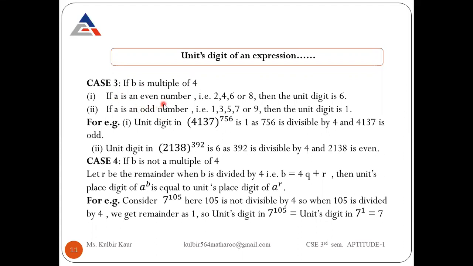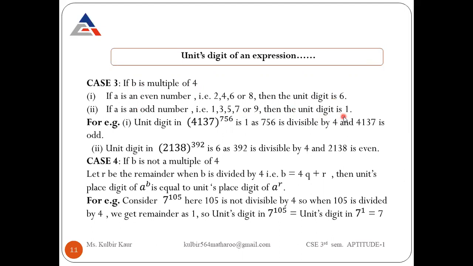If base is an even number, then what will be our resultant unit digit? This is equal to 6. But if base is an odd number, then what will be our answer? The unit digit is always equal to 1.